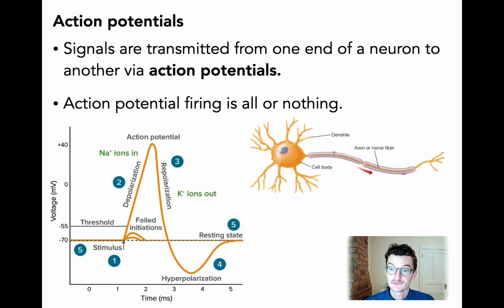How do neurons send and receive information? Well, information moves from one end of a neuron to the other, so from the cell body to the terminals, via the action potential. And so the idea here is that the action potential is a rapid change in the concentration of ions across the neural membrane.